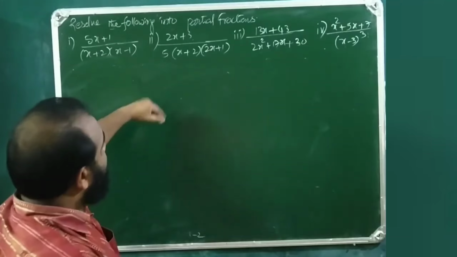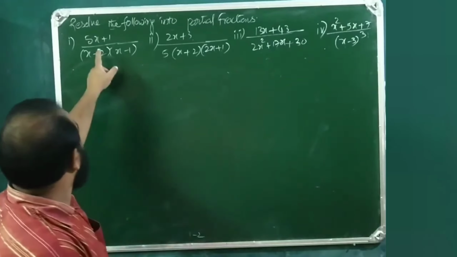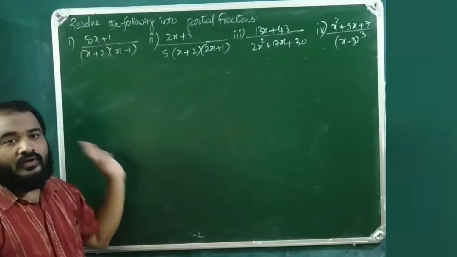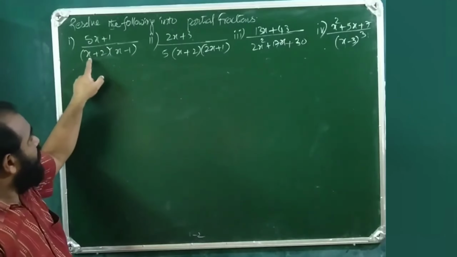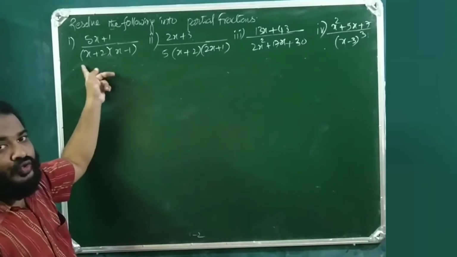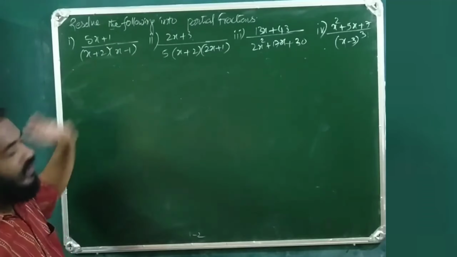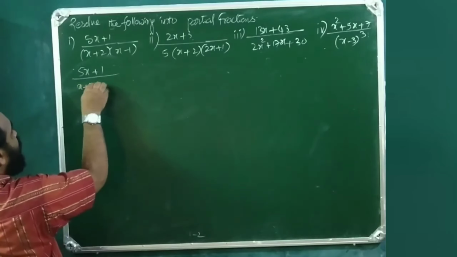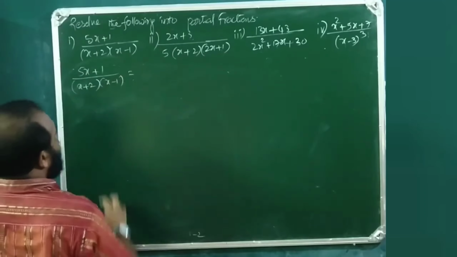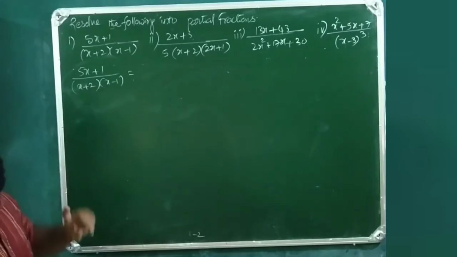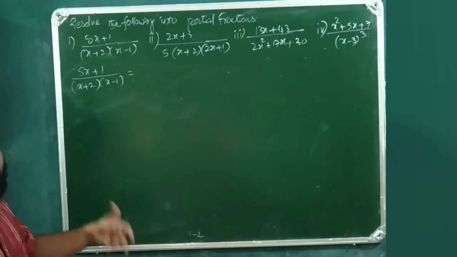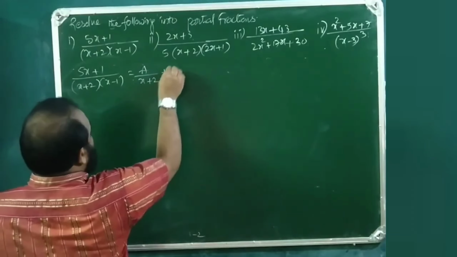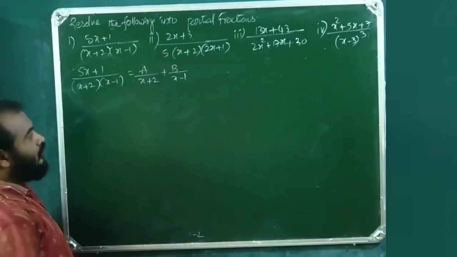Let us discuss these examples from the textbook. So 5x plus 1 by x plus 2 into x minus 1. First of all, this is a proper fraction, and the denominator contains two non-repeated linear factors. So type 1. Since it contains two non-repeated linear factors, we have to take two constants, a by x plus 2 plus b by x minus 1.